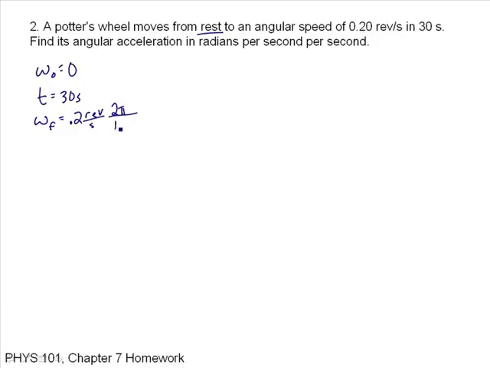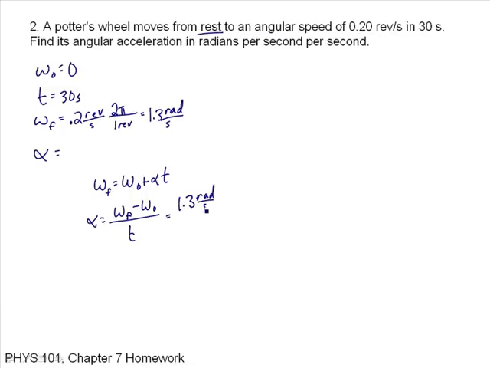2 pi radians is 1 revolution. So doing that conversion factor gives me 1.3 radians per second. And I want to know what is alpha. I know that omega final equals omega naught plus alpha t. That's one of my basic kinematics equations. So I want to solve for alpha. That's omega final minus omega naught over t. Omega final is 1.3 radians per second minus 0, divided by 30 seconds. And that gives me a value of 0.043 radians per second squared.